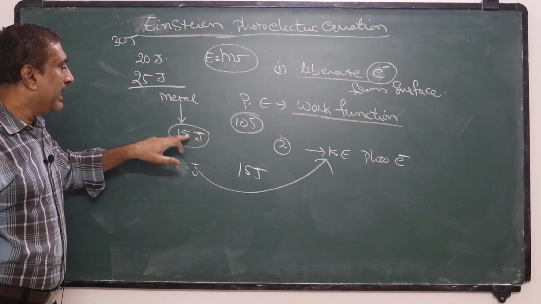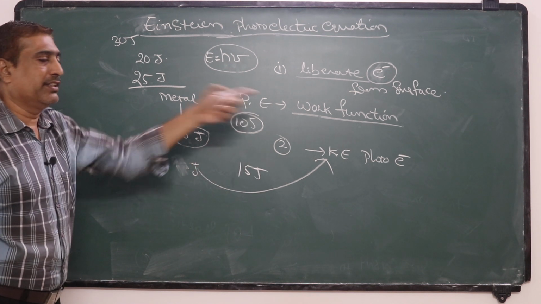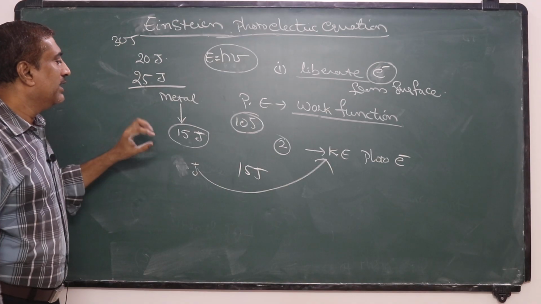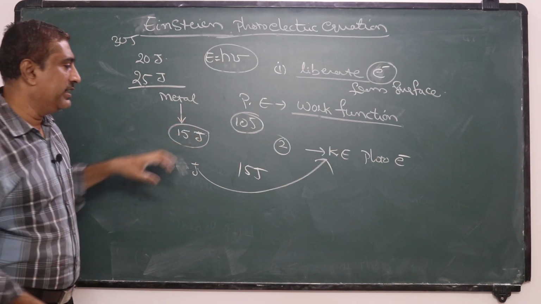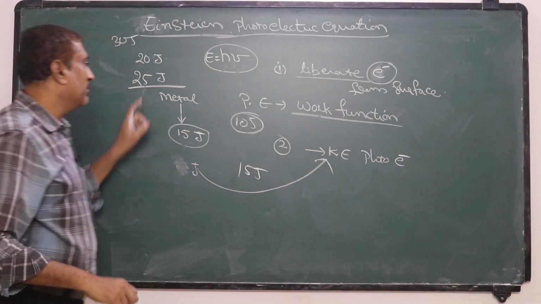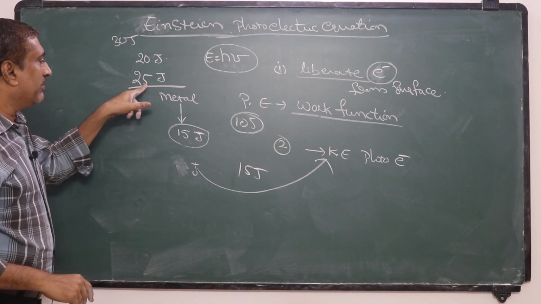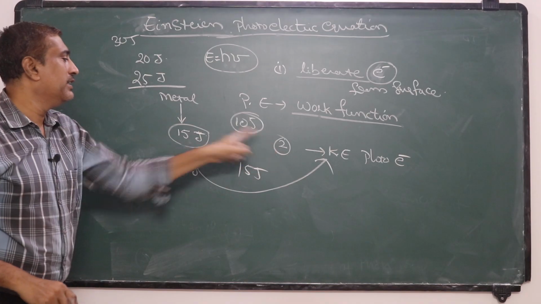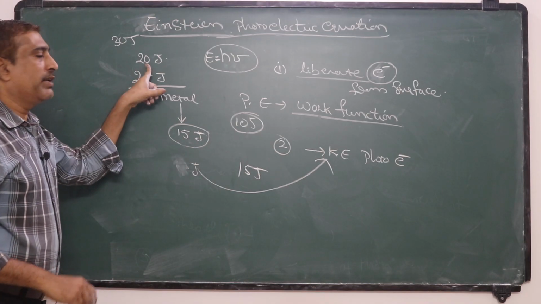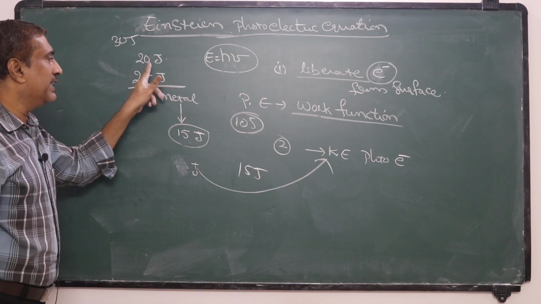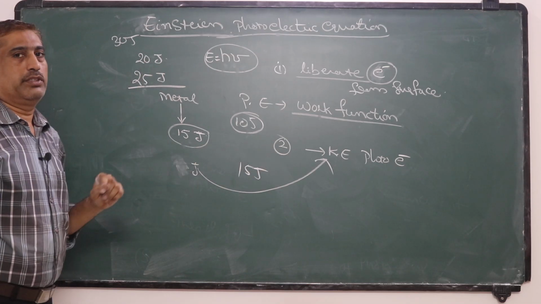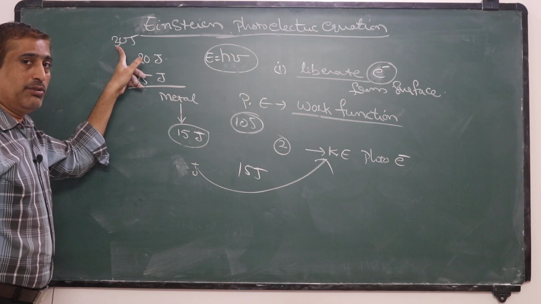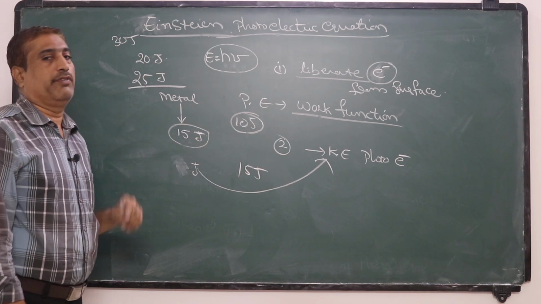If we give energy greater than that particular work function value, then it takes the minimum value for the liberation, and the remaining energy goes to kinetic energy. Suppose in this case, if we supply 25 joules, kinetic energy will be 10 joule. If the incident energy is 20 joule, kinetic energy will be 5 joules. If the incident energy is 30 joule, kinetic energy will be 15 joule.